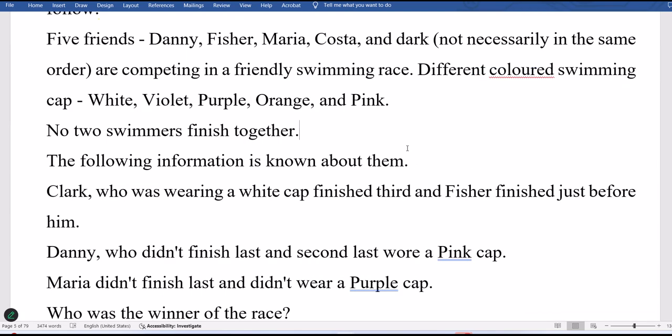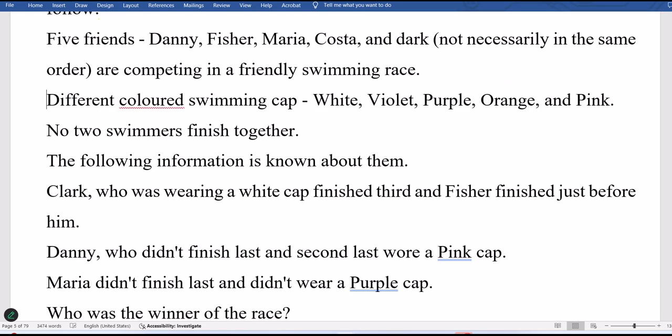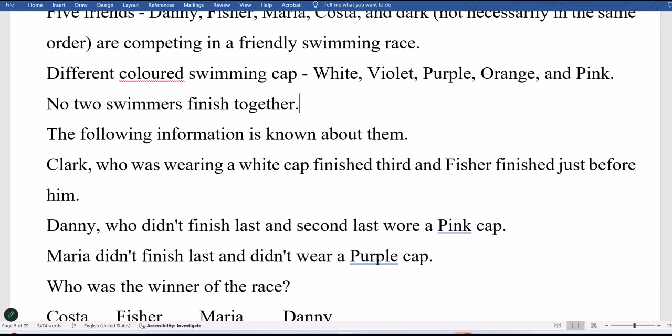Now let's see this question. Five friends are there. They are going for a swimming race and they have different colored caps. No two swimmers finish together. This is only the basic data. Now let's see, that's about 1, 2, 3, 4, 5: who finished at what place and what color is what. Now they've given: Clark, who was wearing a white cap, finished third. So Clark finished third and the cap is white.